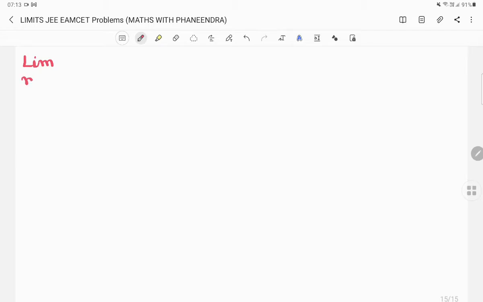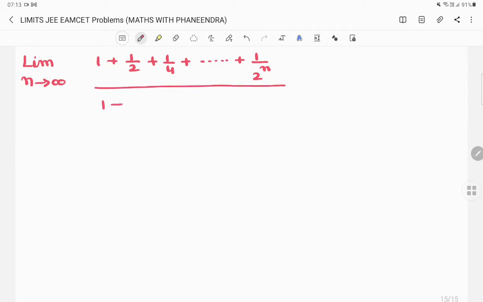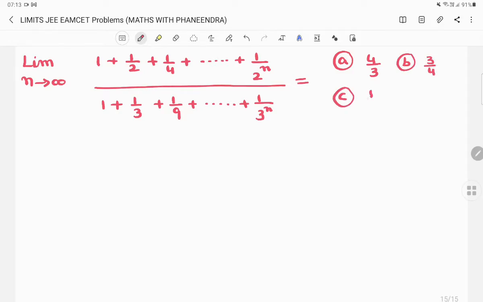Limit n tends to infinity of (1 plus 1 by 2 plus 1 by 4 plus and so on 1 by 2 power n) divided by (1 plus 1 by 3 plus 1 by 9 plus and so on 1 by 3 power n) is equal to: the first option 4 by 3, second option 3 by 4, third option 1 by 2, fourth option 0.